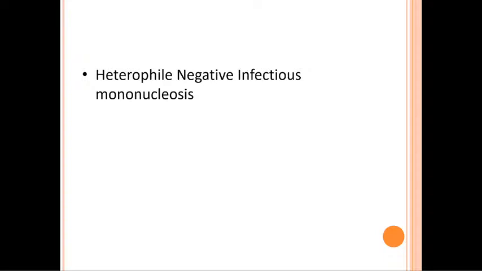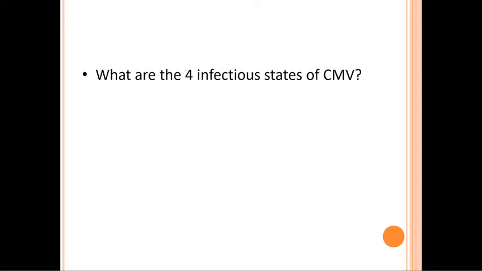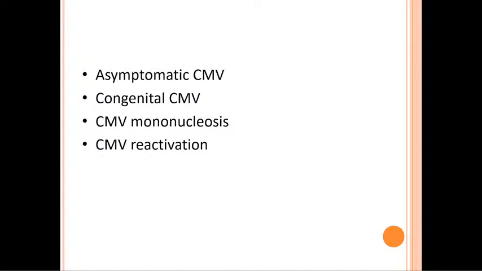Now, CMV. CMV is the cytomegalovirus, and the disease caused by this one is heterophile negative infectious mononucleosis. Okay? Heterophile negative infectious mononucleosis. There are four infectious states associated with CMV. This is asymptomatic CMV, congenital CMV, CMV mononucleosis, and CMV reactivation. So again, it is capable of being reactivated.